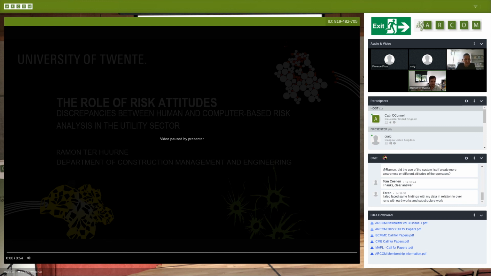Excellent, yeah, and Farah's saying that she also faced some similar findings in her data in relation to overruns with earthworks and substructure work. So there's certainly a lot of overlap between the three papers in terms of the risks associated with construction. It's interesting when you see all three together. So many thanks for your input. Many thanks for your contribution.